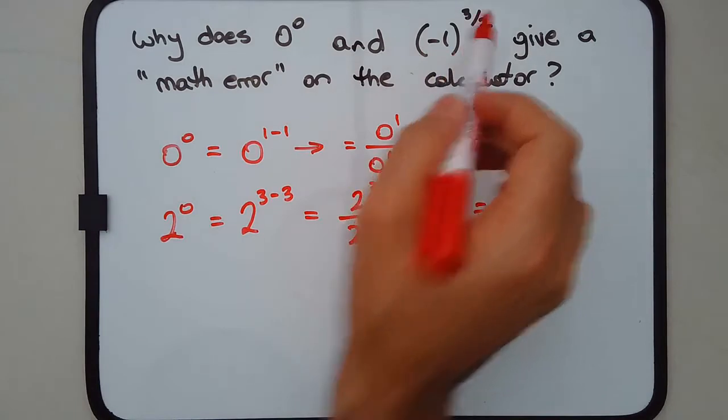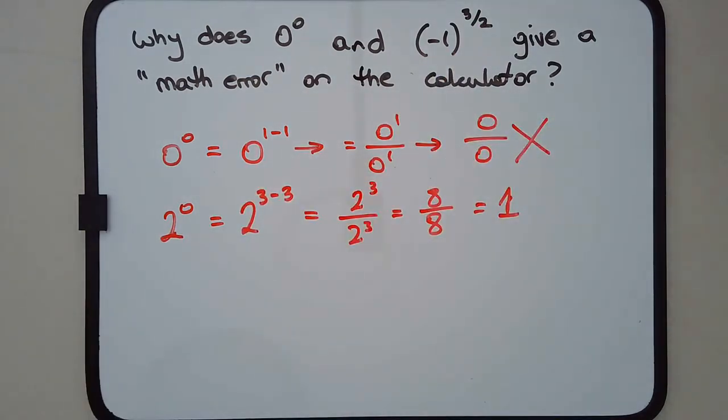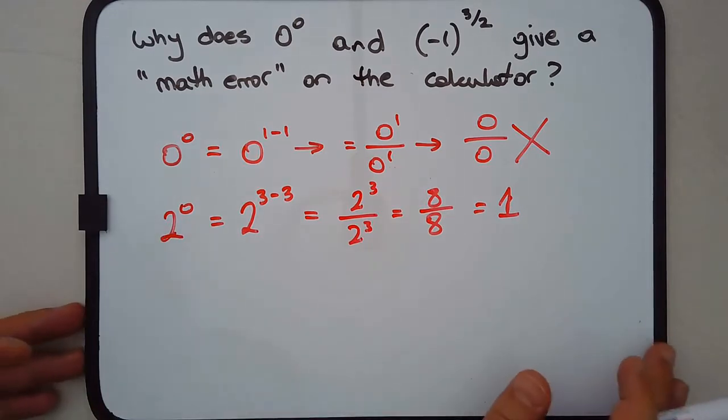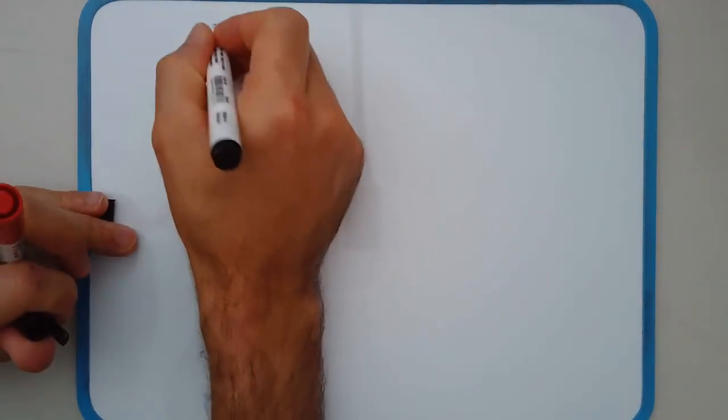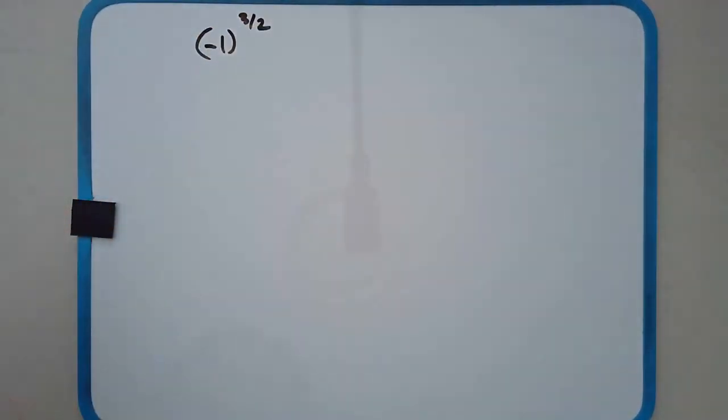What about the negative 1 to the power of 3 on 2? What's going on there? How can we get a math error with that one? So this is again another application of fractional indices. I'm just going to use a different board now. So, negative 1 to the power of 3 on 2.